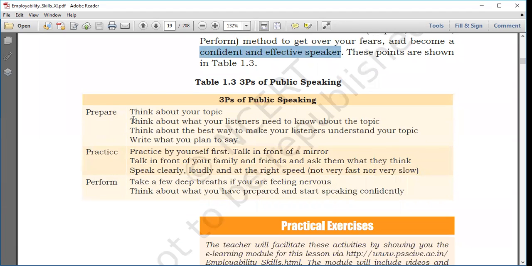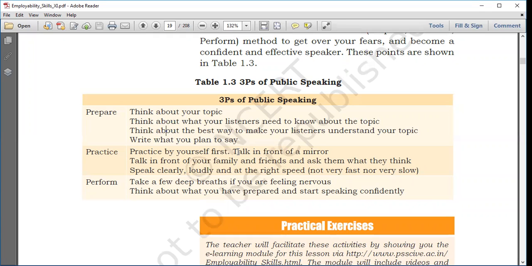The points are given like, prepare में क्या होगा? Think about the topic, think about what listeners need to know, think about the best way to make your listener understand your topic, and write what you plan to say, right? So make points of all these things: the topic that you want to talk about, listeners को क्या सुनना है, आप किस तरीके से बताओगे कि listener को समझ आए सब कुछ. So plan out everything. This comes in preparation.